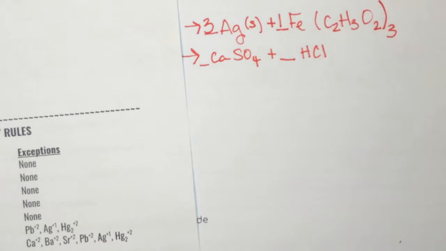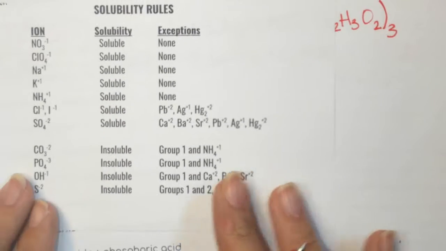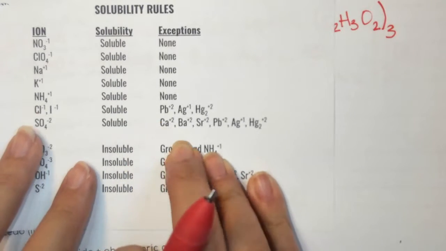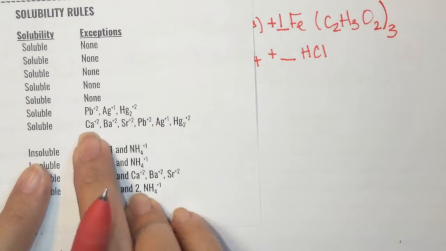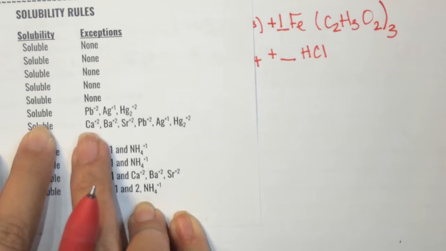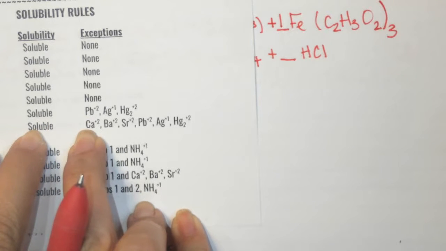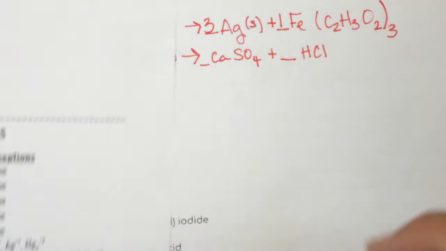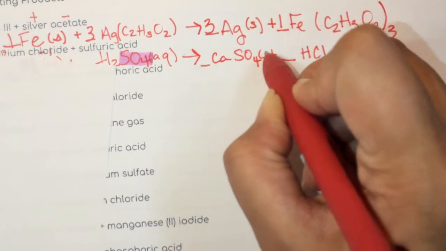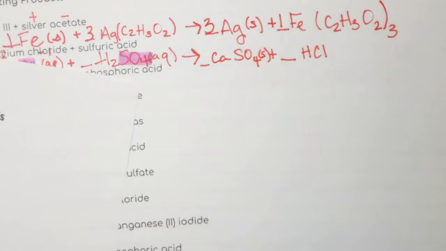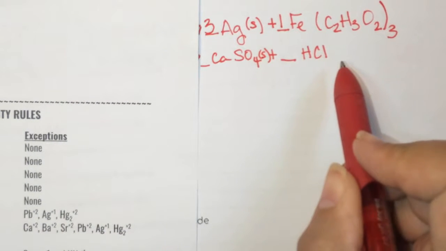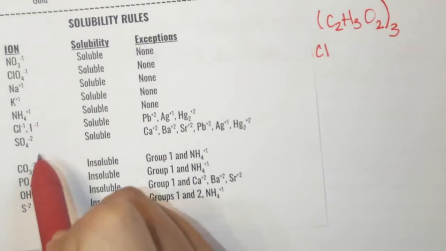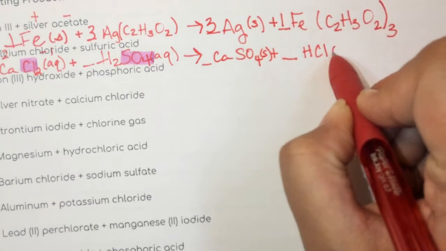We know sulfate is going to be soluble unless it's paired with calcium or barium or strontium. It's paired with calcium, so since that is an exception, when one of the exceptions is present, that means it's the opposite. It's no longer soluble, it's considered insoluble. So that means I'm going to put an S here because it is a solid. And then looking at hydrochloric acid, I see chlorine present, which means it's soluble, so I'm going to put AQ right here.